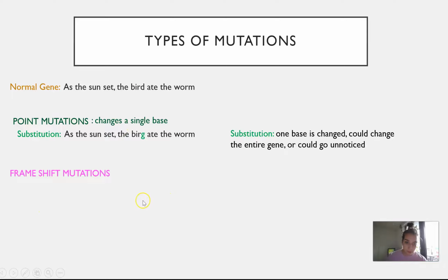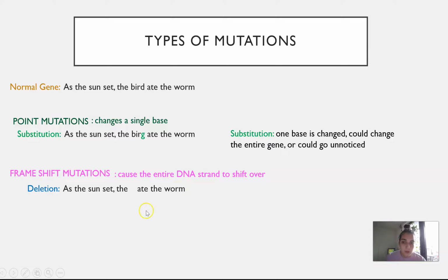Now we're going to talk about frame shift mutations. Okay, and frame shift mutations cause the entire DNA strand to shift over, which really changes the DNA completely, and that's where you see some really extreme mutations. Okay, so there's deletions. So the deletion here is as the sun set, ate the worm. So now we've deleted the entire word bird.